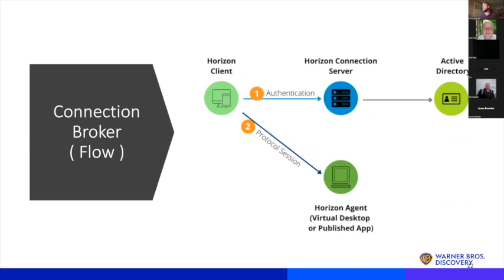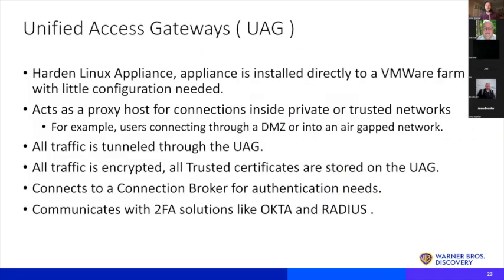Here's kind of a flow of how a connection broker works. We'll start with a little green guy on the left. They log into the connection server when they're on site. It authenticates them. And then the connection broker tells that client what protocol to use and which virtual machine to connect to. It does not tunnel any traffic through it.